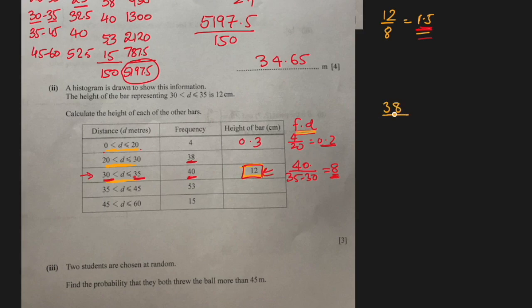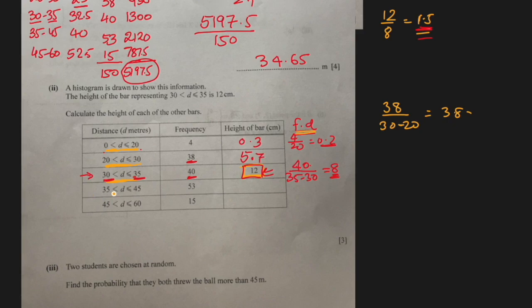Similarly here, 38, let me do it clearly here. 38 divided by 30 minus 20, which is 10. 38 divided by 10 will be 3.8. Multiply this 3.8 by 1.5 and you will get 5.7. This will be the height of this bar.